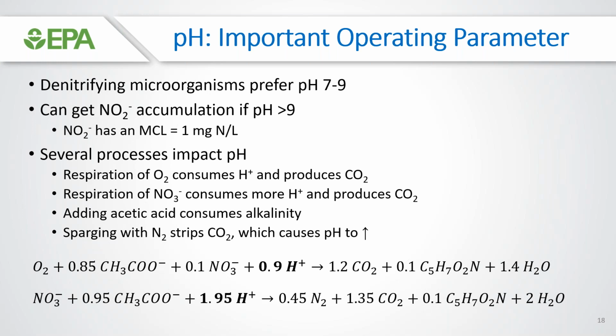And there are a lot of different processes that are impacting pH. So on the bottom here are a couple of theoretical stoichiometry equations that are rounded, so there's a bit of error in these numbers, but we can see that growing on oxygen consumes H+, and growing on nitrate consumes like 1.95 moles of H+ per mole of nitrate. So we're consuming H+, producing some CO2, adding the acetic acid to the influent consumes alkalinity, and then, at least in the bubble column, sparging with nitrogen will strip out some CO2 as well. So lots of processes impacting pH.